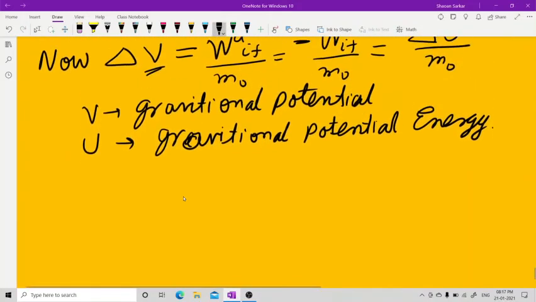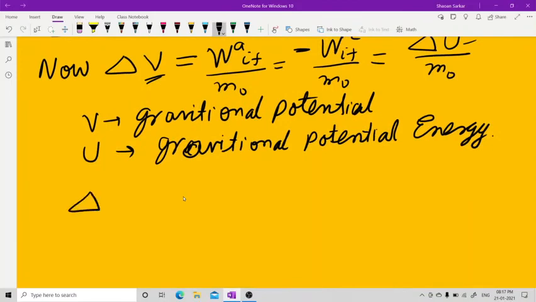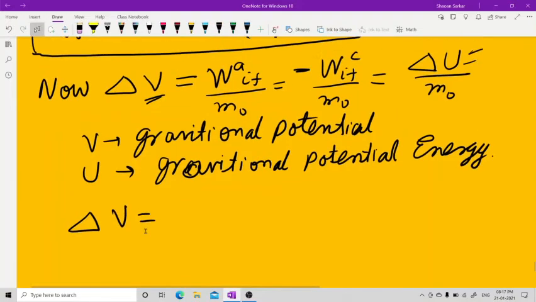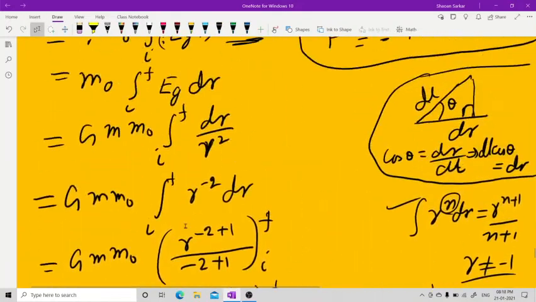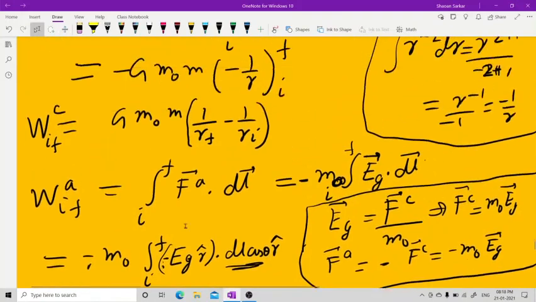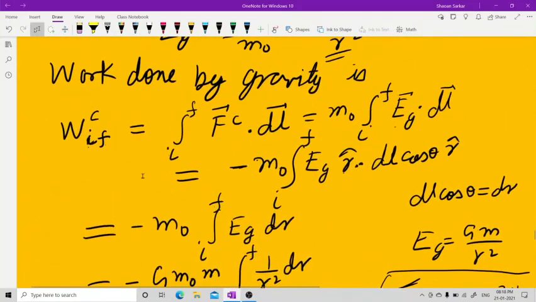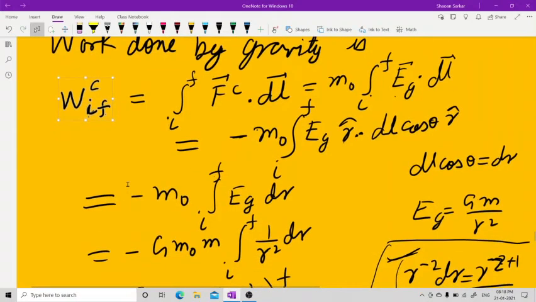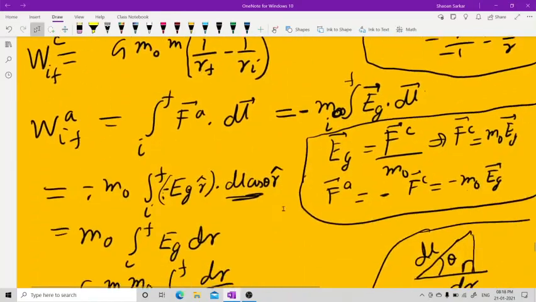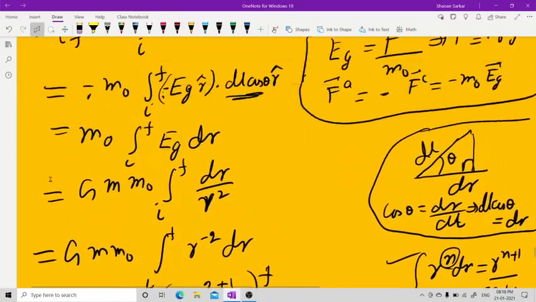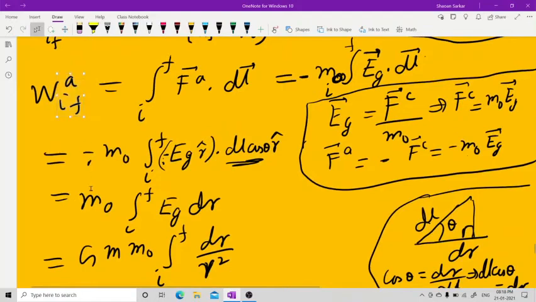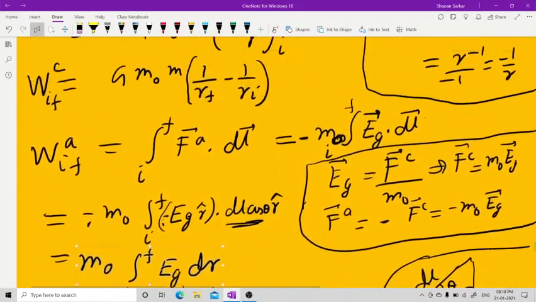Now, see one thing very interesting. You will see, if I use delta V, it can be written as what we just found out. This is a very, very important expression. Wait. Let me mark it for you. Can you see this? W conservative came out to be something like minus of this quantity, right? And W applied came out to be plus of the quantity, E_g dr.